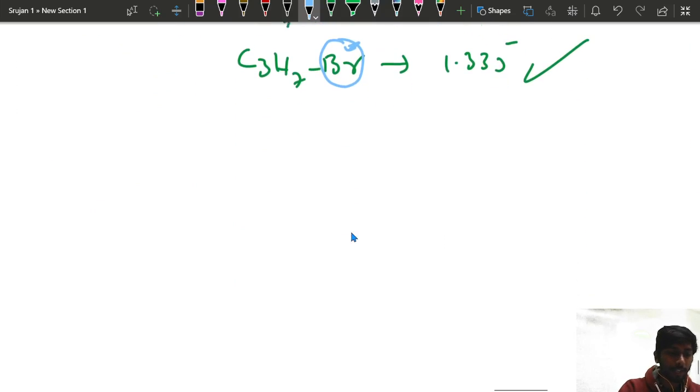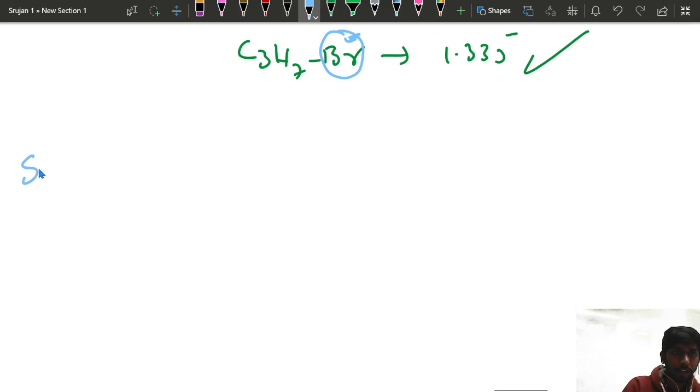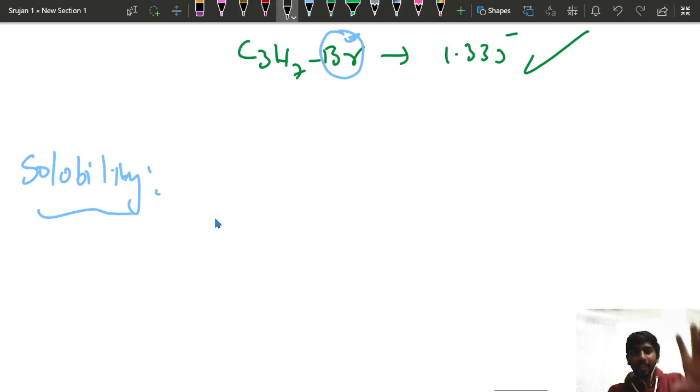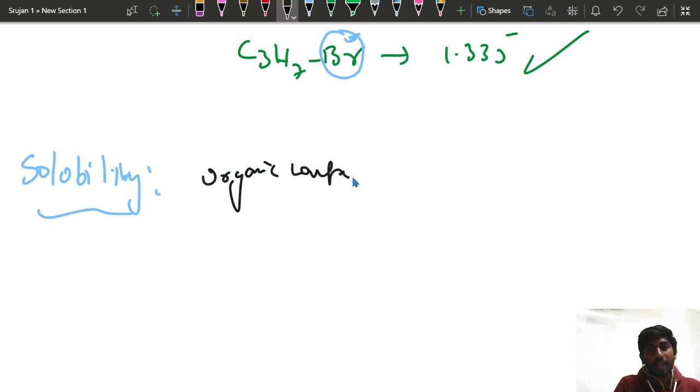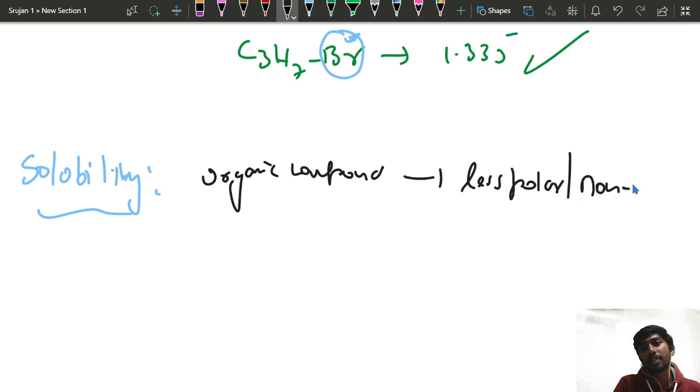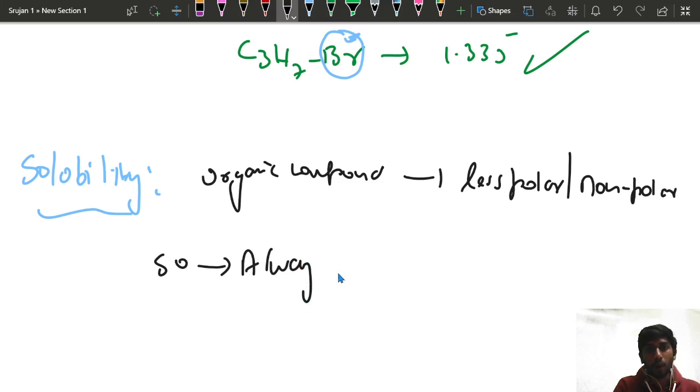Okay, so next is the solubility. How it becomes soluble, and in which it becomes soluble. So generally remember in organic things, organic compounds are less polar, or you can directly tell it as non-polar. Okay, non-polar. Okay, so always like dissolves in like.